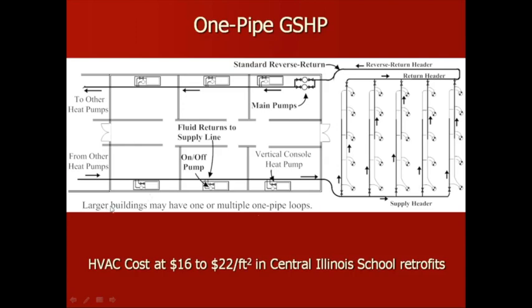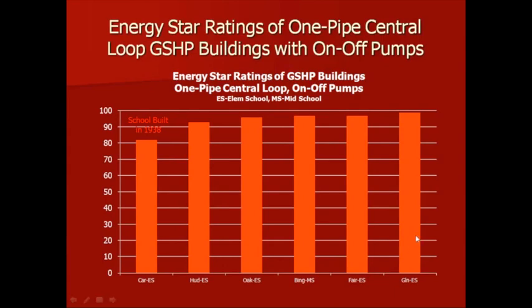Okay, and as I might say, typically you might have one loop in the entire building, but oftentimes you might have multiple loops in the building in the one pipe system. Okay, now here we had 6 of these surveyed, and you can see they all but one scored over a 90, Energy Star. The one that didn't get the 90 was an 82, I believe, but it was a school that was built in 1938. So you see the one pipe systems did quite well.